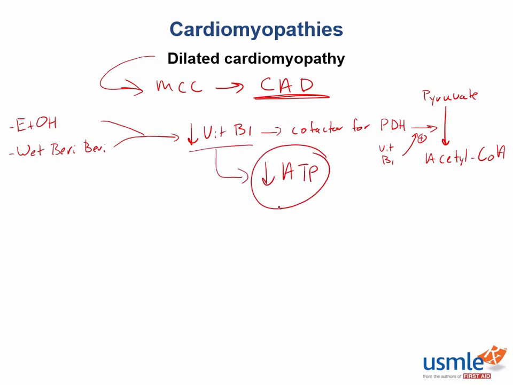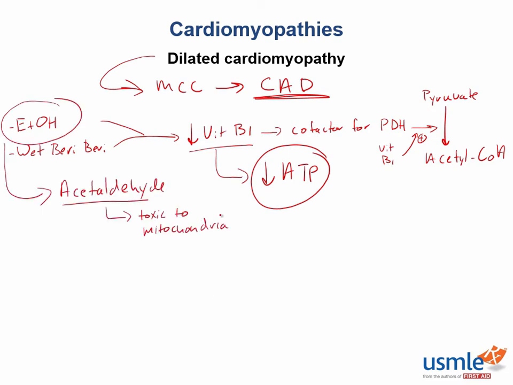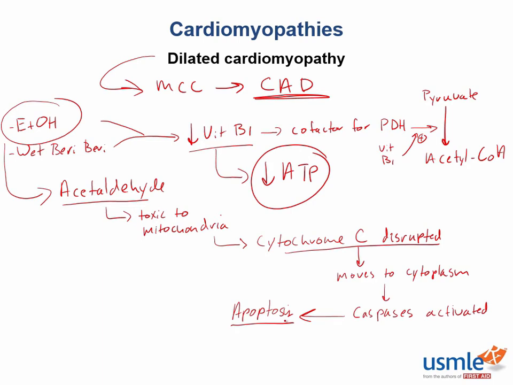Another point on this is that the acetaldehyde metabolite from alcohol is toxic to mitochondria. And do you remember exactly why this is? There you go, the acetaldehyde disrupts the connection of cytochrome C in the inner mitochondrial membrane. And do you happen to remember from the pathology section what this does? Well, the liberation of cytochrome C into the cytoplasm leads to activation of the caspases, and the end result here is apoptosis. So there you go. Now you know why alcohol abuse causes a dilated cardiomyopathy.